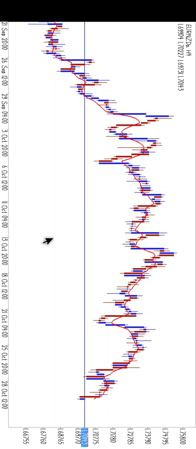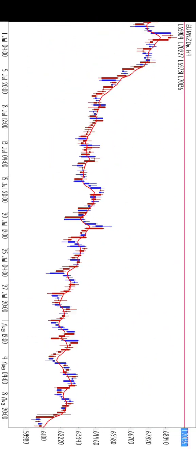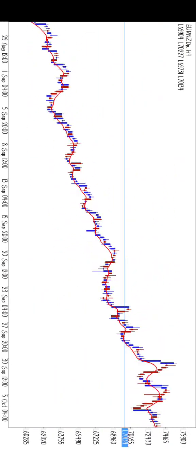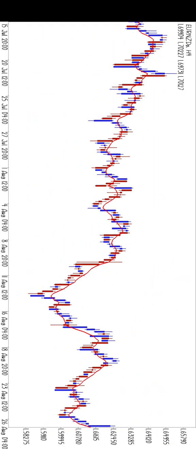Okay, so I want to show us first how to generate signals in an uptrend situation. I think I've already done something here. Okay, let's look for an uptrend because now we are right in the forex market.